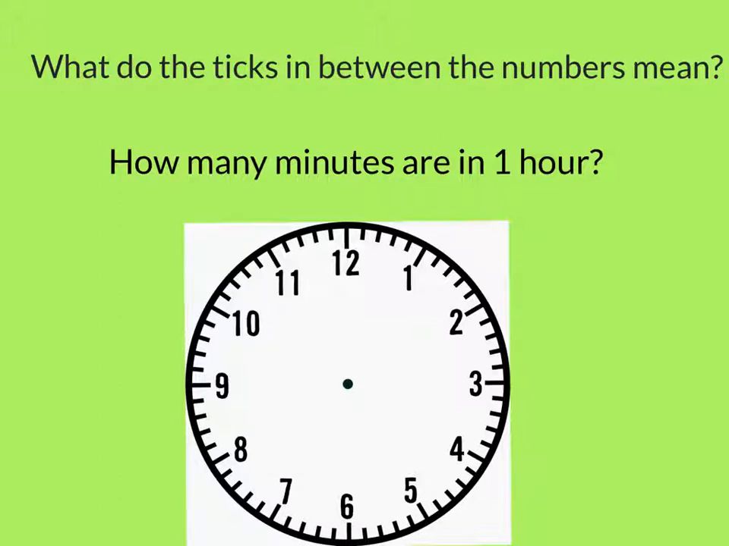What do the tick marks in between the numbers mean? Well, let's first ask ourselves how many minutes are in an hour. We all know the answer to that is 60 minutes. When the minute hand lands on the tick, it is the amount of minutes we have. So the tick marks each increase by 1 minute at a time.